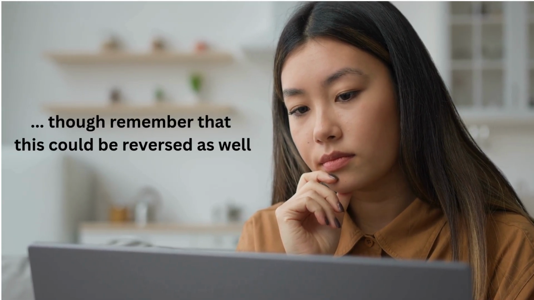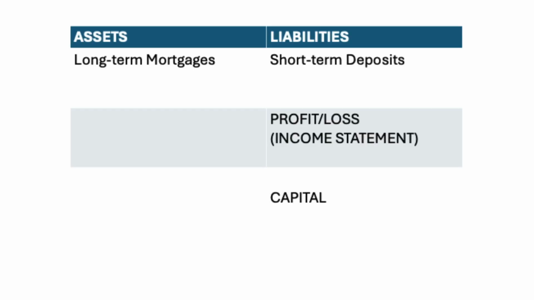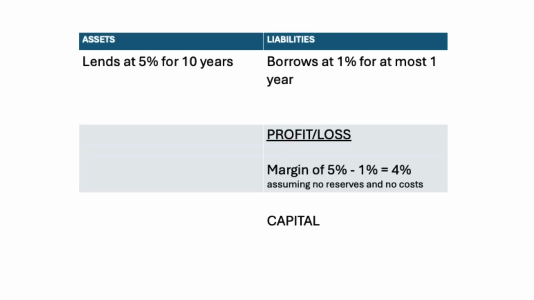Now let's summarize the situation of our simplistic bank. It has assets, which are long-term mortgages, liabilities, which are short-term deposits, and there's some P&L or income statement, and then you've got capital. For example, the assets could be a long-term loan at 5% for 10 years, and the liabilities might be borrowing at 1% for at most 1 year. So what's going to flow through the P&L or the income statement would be a margin of 5% minus 1%, assuming no reserves and no other costs.